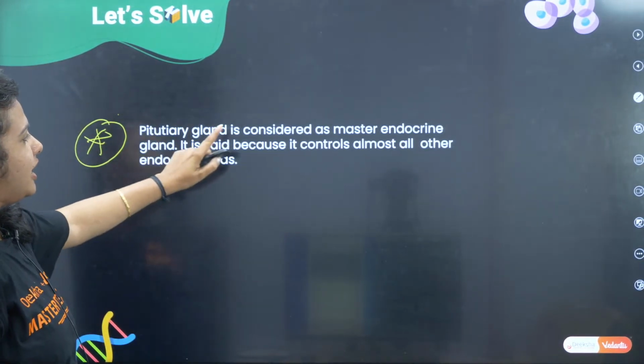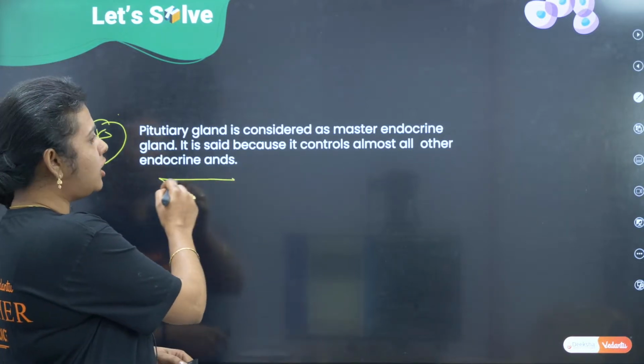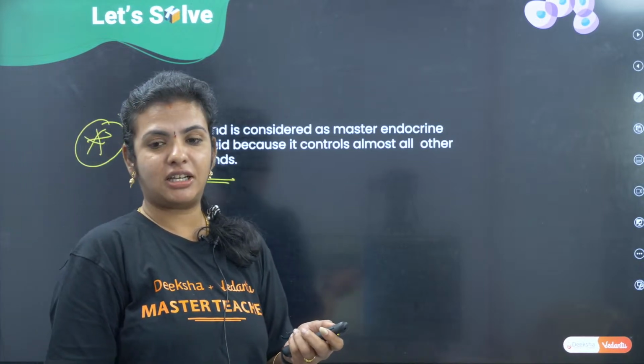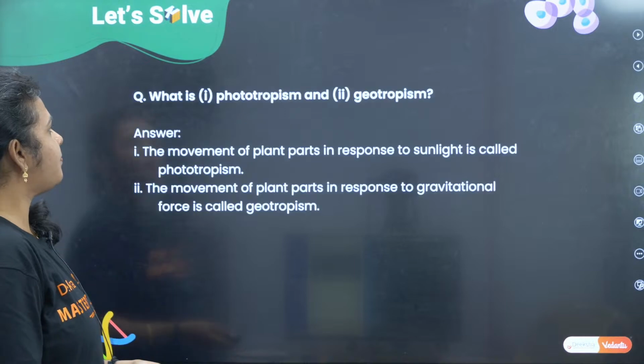The question for this is a statement made: Pituitary gland is considered master gland because it controls all the endocrine glands. Why is pituitary gland called the master gland? Because it is going to control all the endocrine glands.